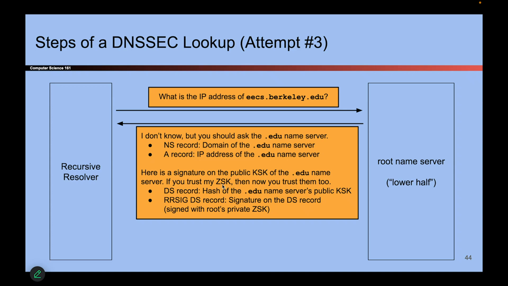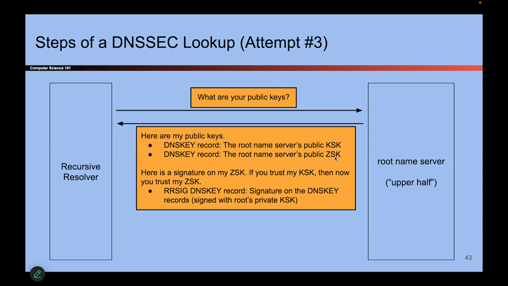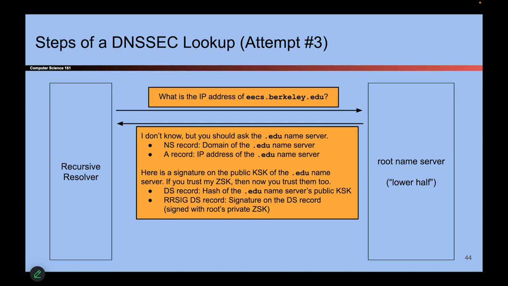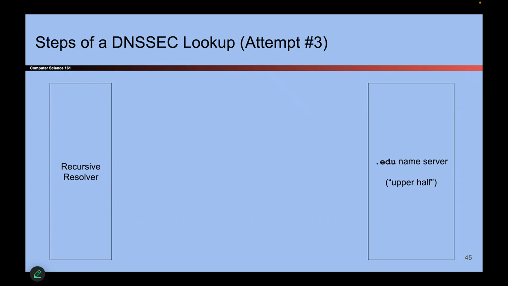So now, if you trust my lower half, then you trust the next name server's upper half too. And we do this by issuing a certificate. It's the same old certificate. Here is the DS record with the next name server's upper half public key. And here's the RR-SIG signing that next name server's upper half public key. So these 2 things delegate trust to the next name server's upper half. And if you want to know the ZSK for verification, well, it was attached right there, so we don't have to send it again. So it's basically the same thing happening over and over. We're just splitting name servers into 2.